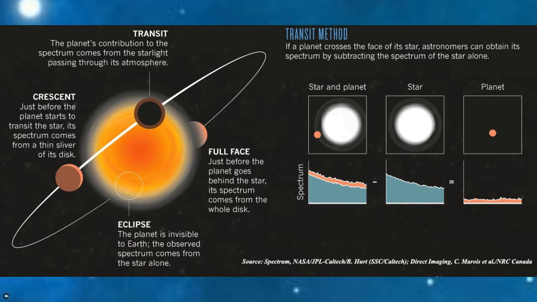Alternatively, you take a spectrum when the planet is behind the star in its secondary transit, and you subtract that from a spectrum of the planet plus the star when the planet is beside the star. This produces the spectrum of the whole planet. In fact, this technique has been used to obtain infrared spectra of hot Jupiters with the Spitzer Space Telescope.